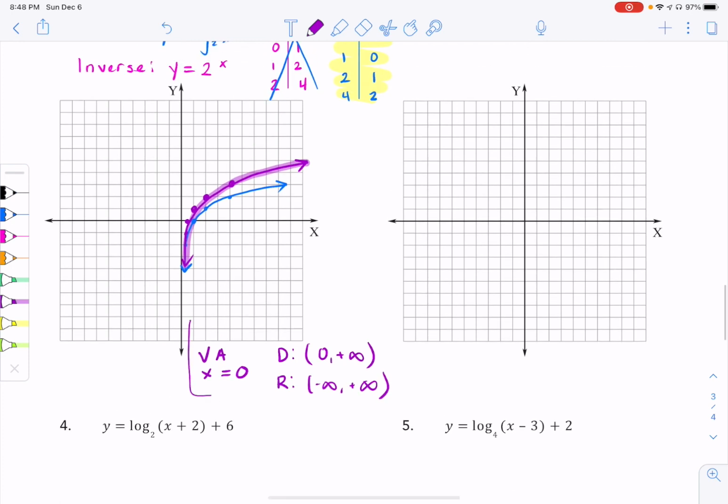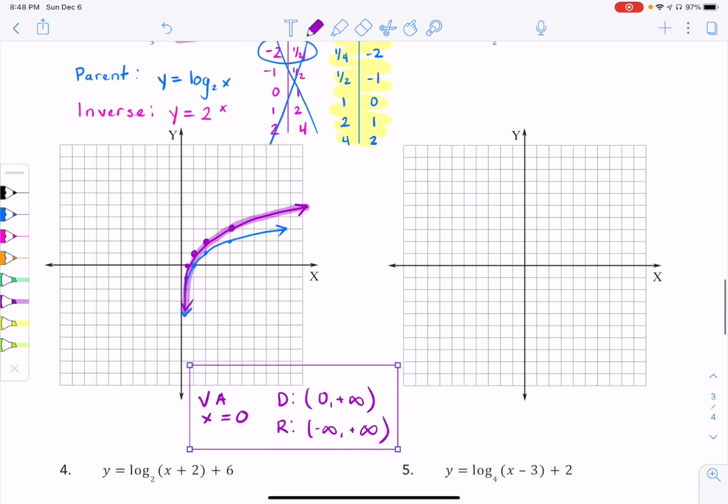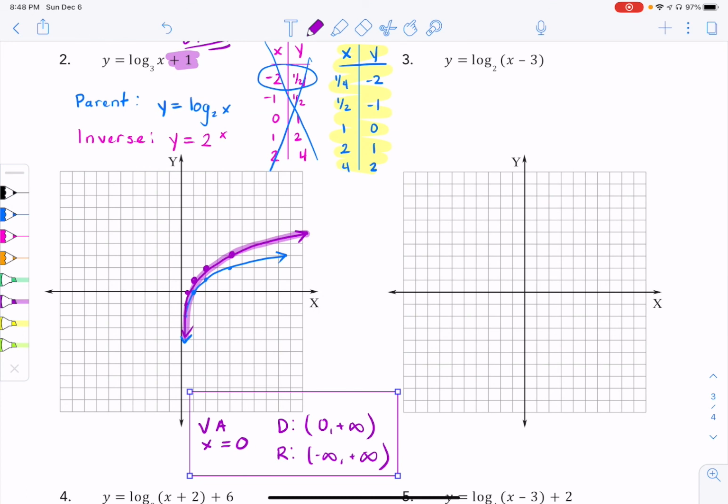Okay, here's your key values. The vertical asymptote only changes if you're shifting left or right on the graph. And that leads us to number 3, where we are shifting the graph to the right 3 units. So number 3 is the first one where our vertical asymptote will change.